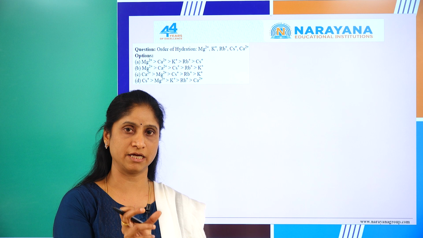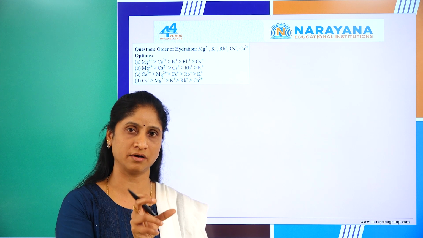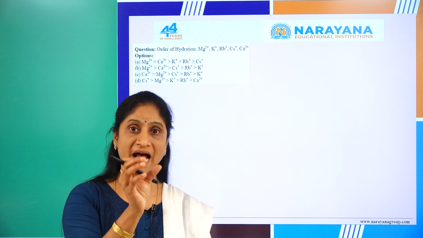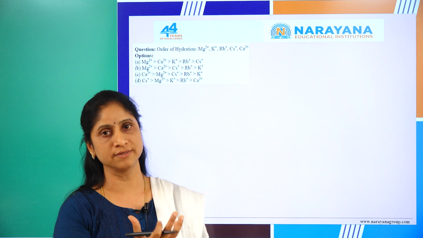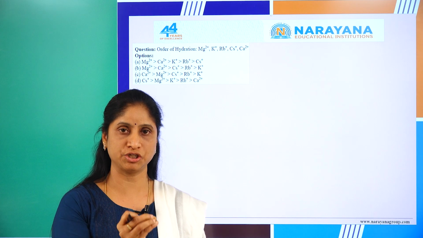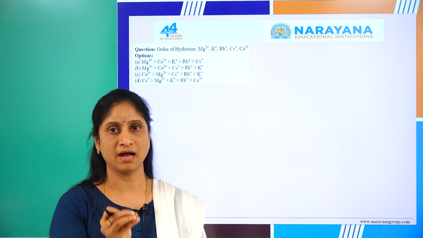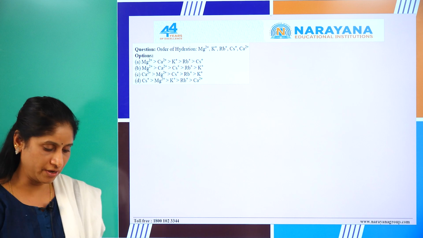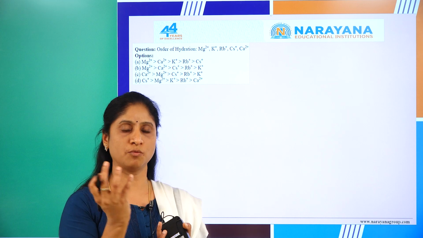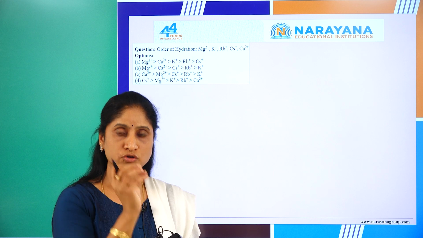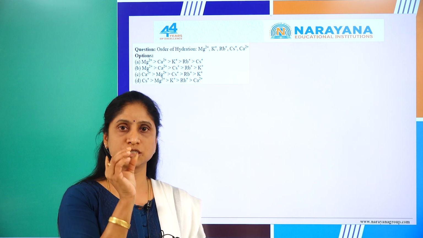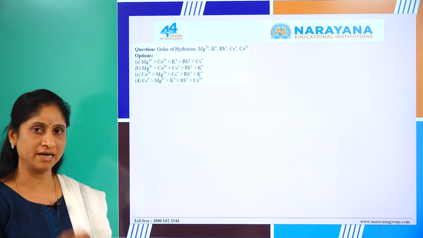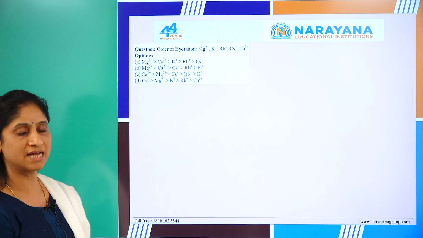Smaller the size of the ion, greater is the hydration enthalpy, because the nuclear force of attraction has to attract the water molecules around it. The processes of hydration and hydrolysis are different. Hydrolysis is a chemical phenomenon, whereas hydration is a physical phenomenon, whereby by nuclear force of attraction many water molecules are surrounding the ion. So whether it is a cation or anion, smaller the size of the ion, greater is the hydration enthalpy. So obviously greater the positive charge, smaller is the ion.